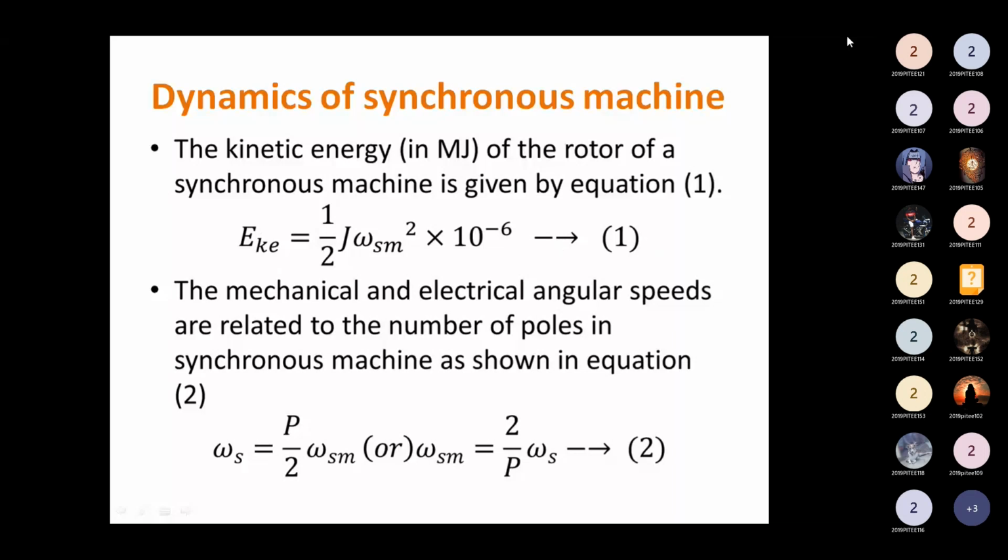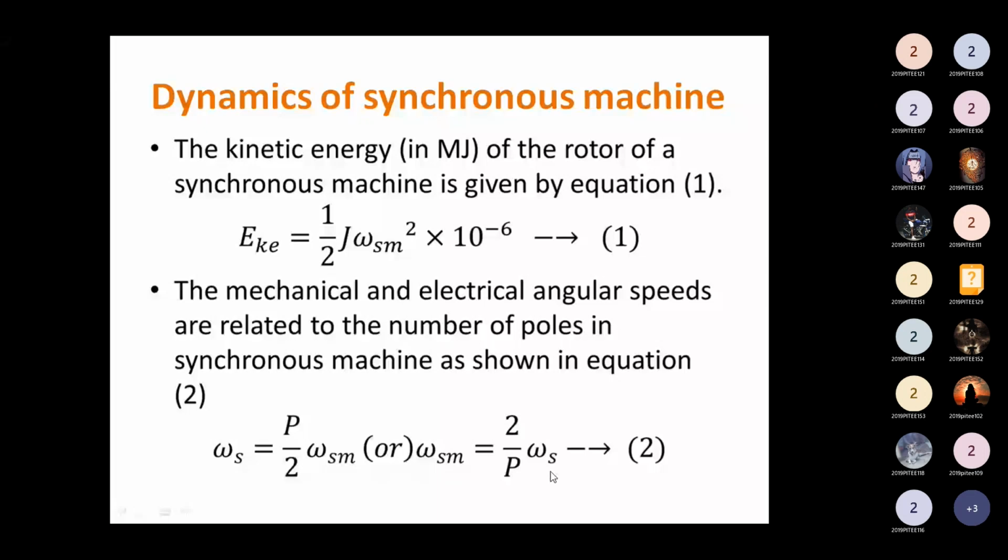So the mechanical and the electrical angular speeds are related to the number of poles in the synchronous machine, as shown in equation 2. I have to incorporate my electrical angular speed as well as the mechanical angular speed in terms of poles. First one is electrical: omega s, the synchronous speed in electrical terms, is equal to P by 2 times the mechanical. Or otherwise, the mechanical speed omega sm is equal to 2 by P times omega s electrical.